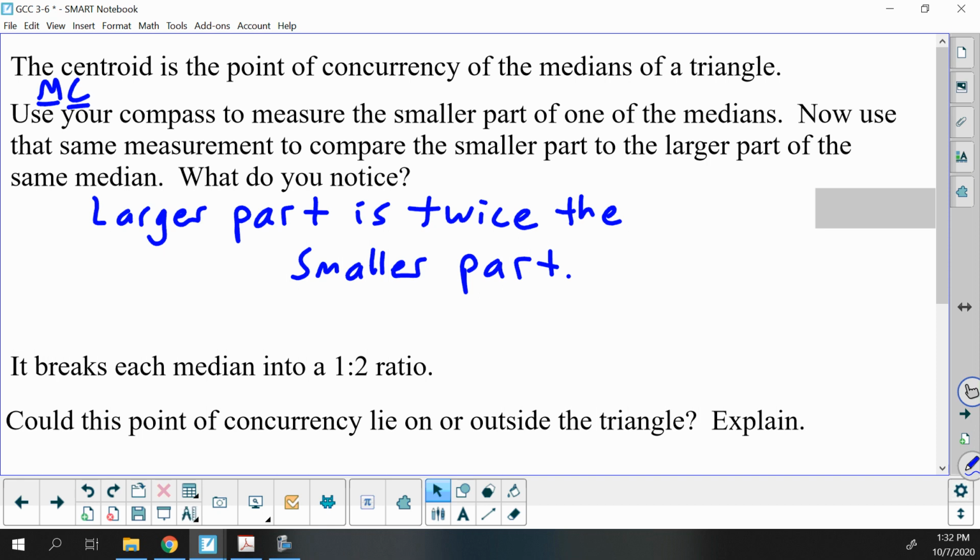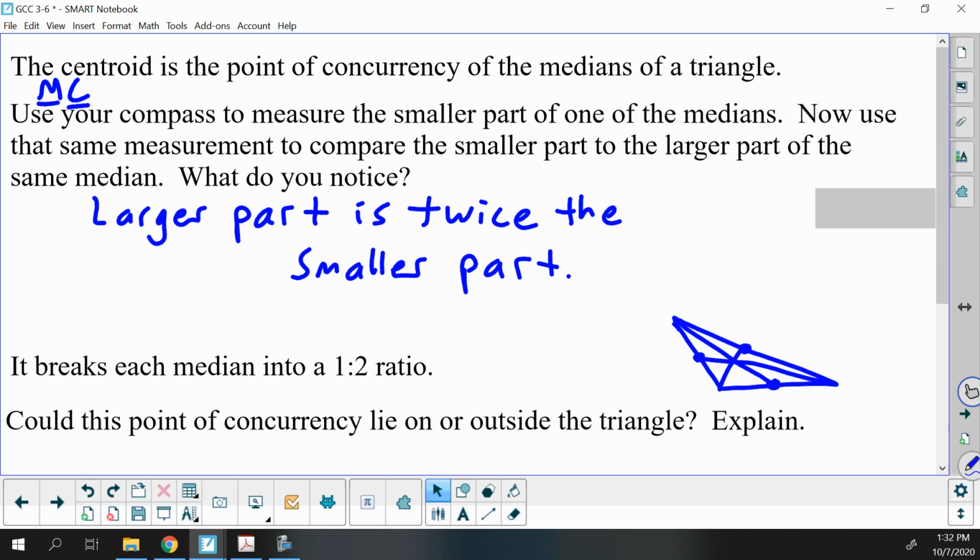And then we want to think about, could this occur outside the triangle? Well, when you draw your medians, the ones that you would have to consider being outside the triangle or on the triangle are your obtuse and your right. Well, let's eyeball where each of our midpoints are. Okay, and we're just eyeballing where they are. Then connect them from the vertex. Notice even in the obtuse triangle, it does not change from being on the inside.